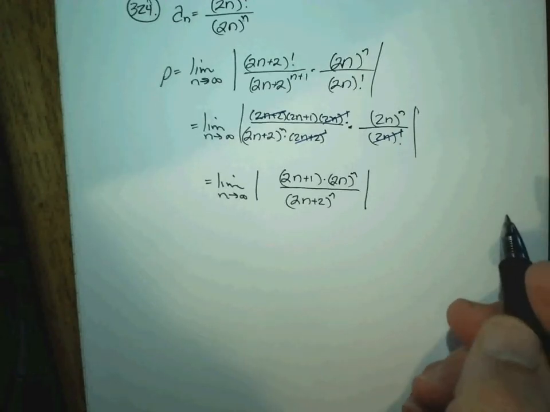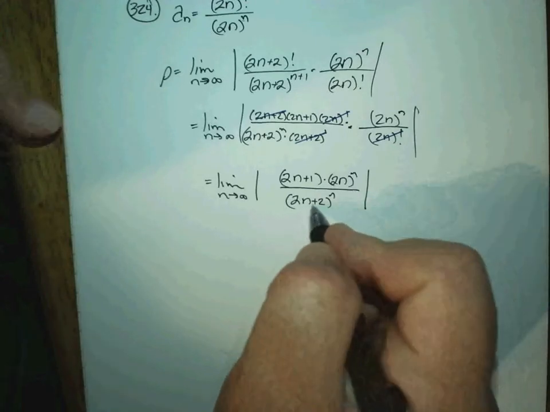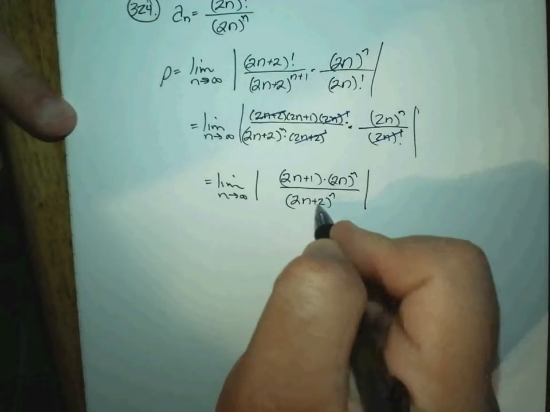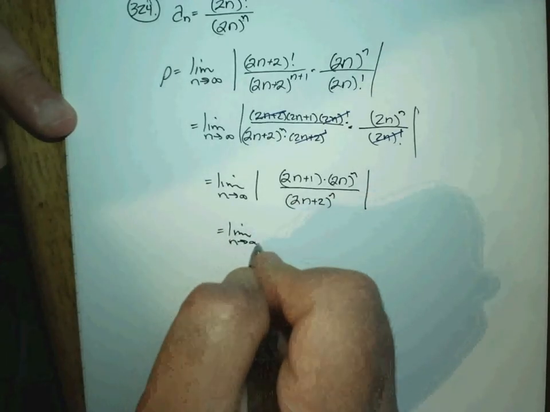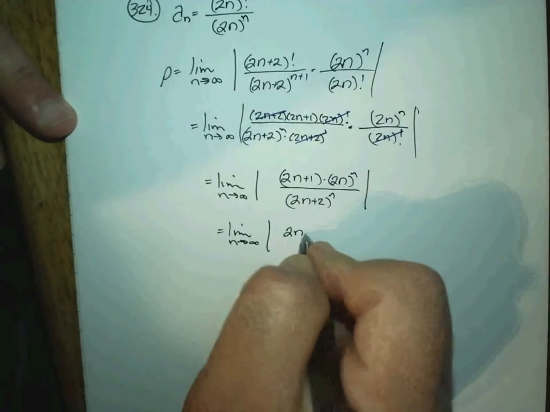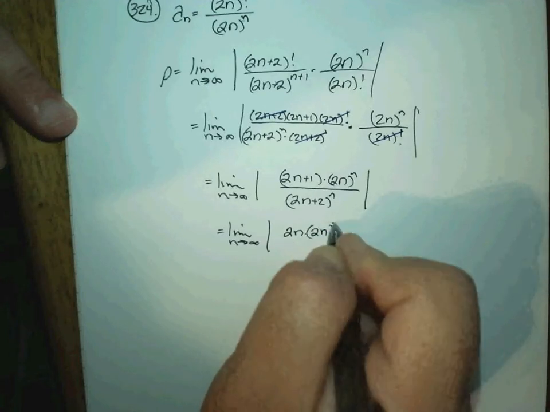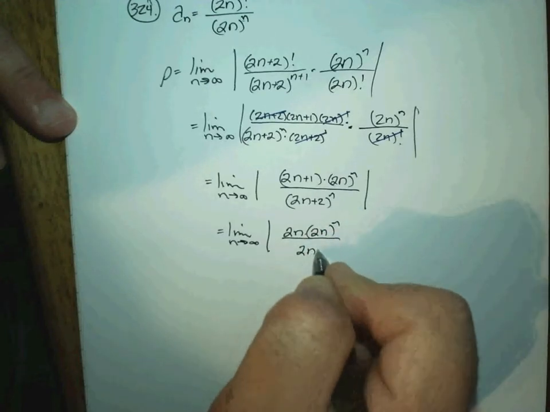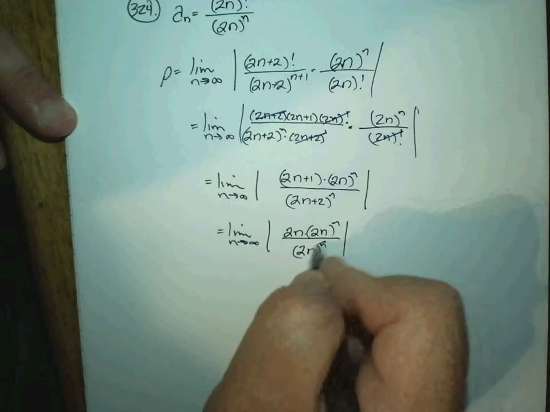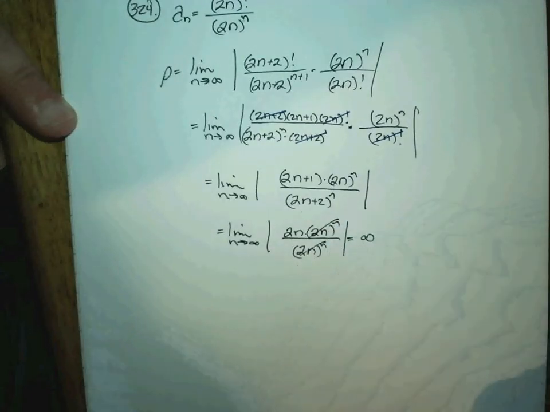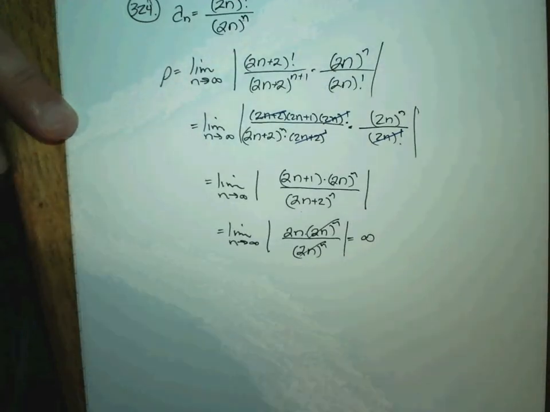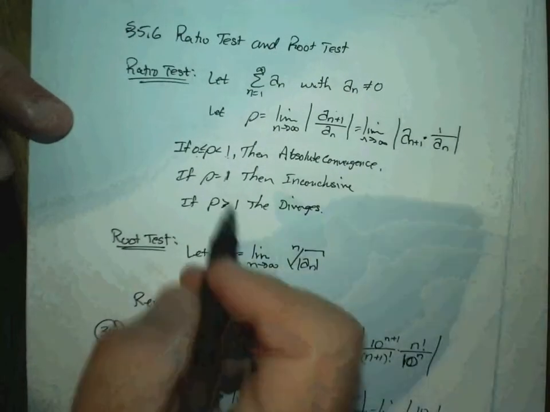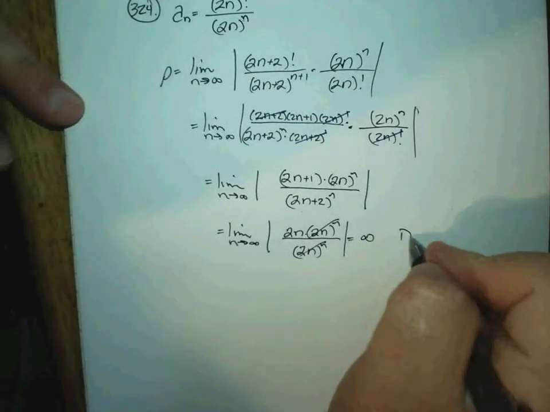So think about what this does in the limit. Okay, the plus 2 and the plus 1 are inconsequential as n goes to infinity. And so the limit is infinity, and when the limit is infinity, that means it's bigger than 1, so the series diverges.